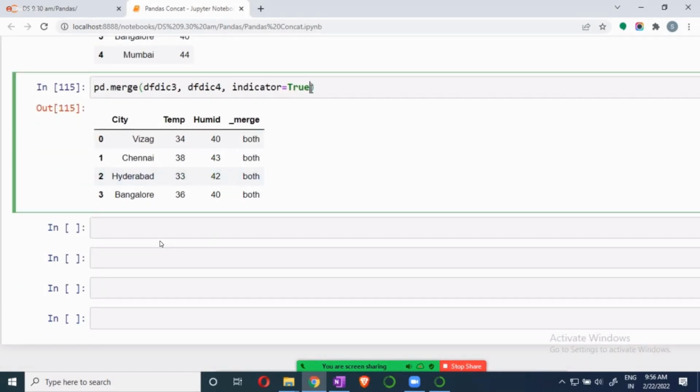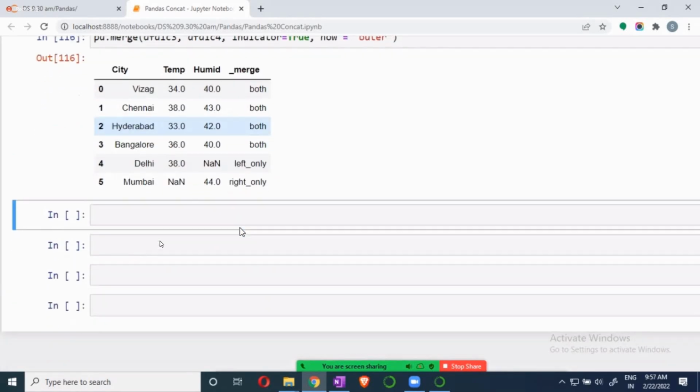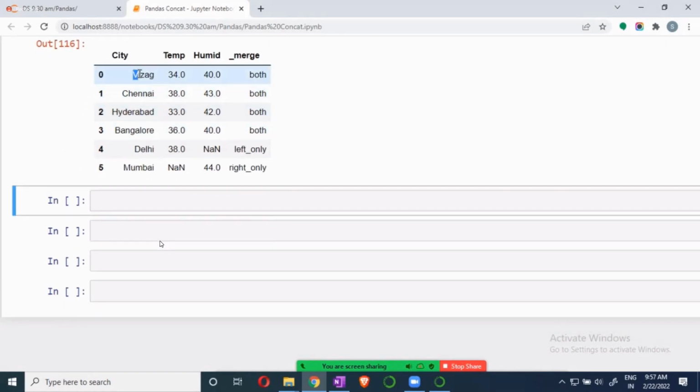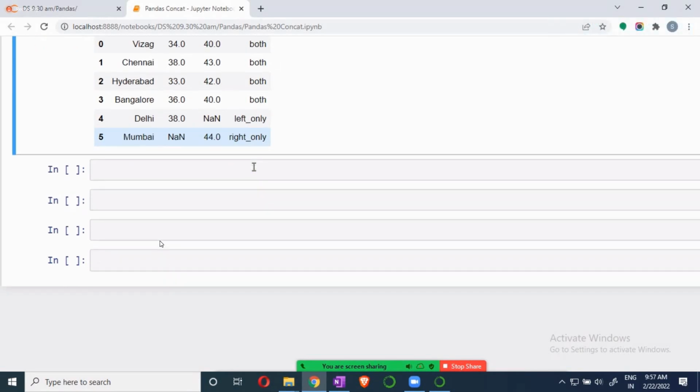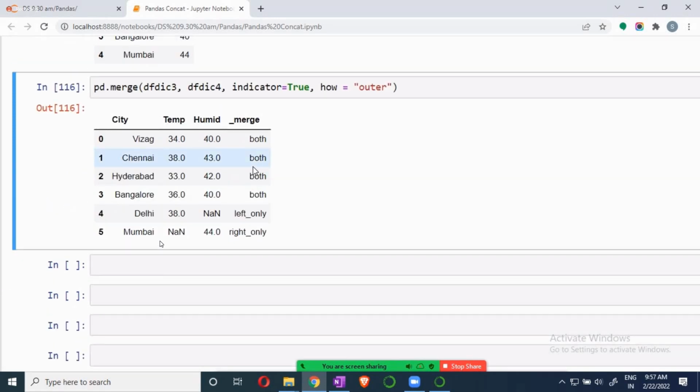Now when you see this, Vizag is extracting the data from both the data frames, left and right. Chennai the same, Hyderabad the same. Delhi is from the left side only. It is having the data from the left data frame, and it is not having the right data frame. Mumbai is having the data from the right only. Got it?